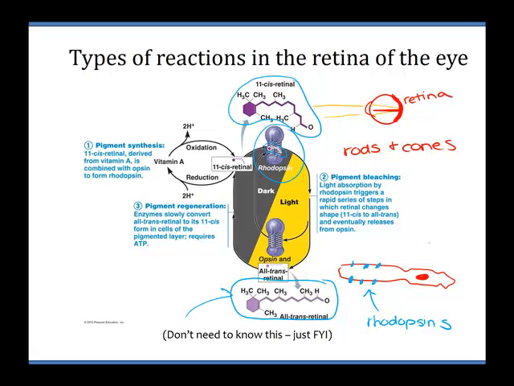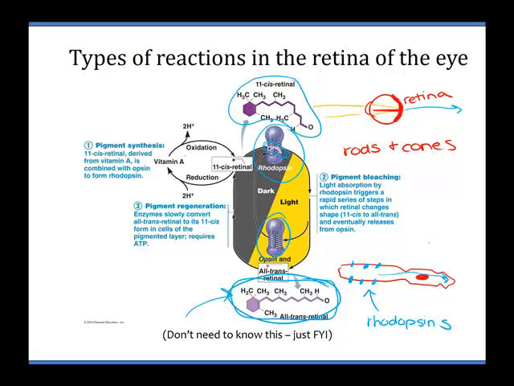Now this form of retinal right here, the straight form, actually triggers this rhodopsin to send a signal up the length of this rhodopsin cell through the back of the retina and then to the brain. Now once we have a straight retinal like this though, it can't be reused. We have to discard it and we have to make a new retinal molecule. Our rhodopsin's still there, our protein's still there, but that little retinal molecule in the rhodopsin we have to regenerate.